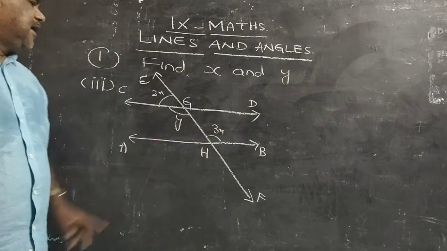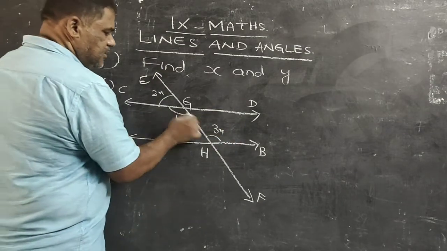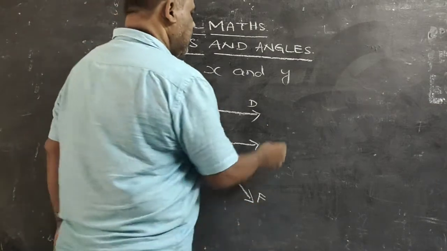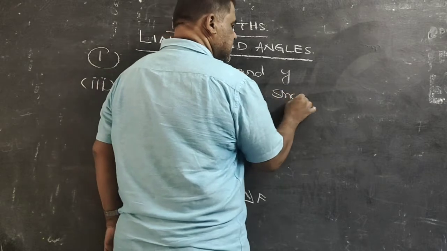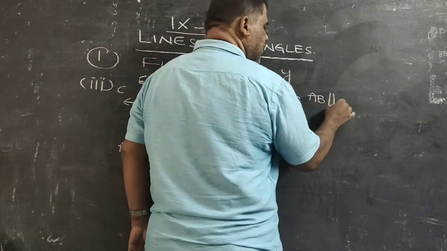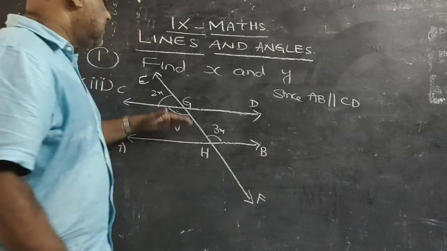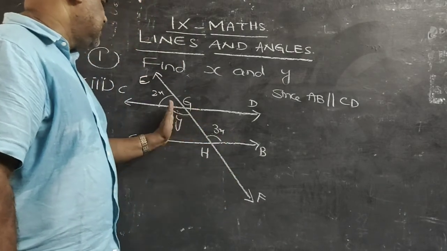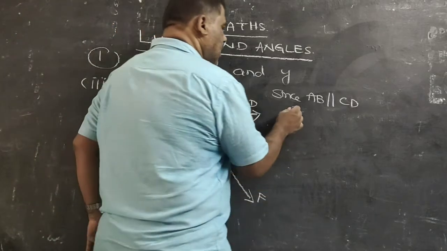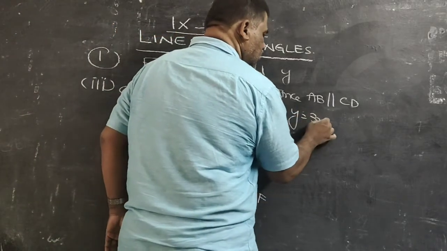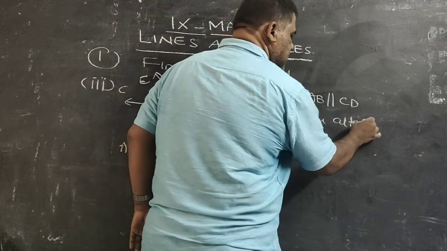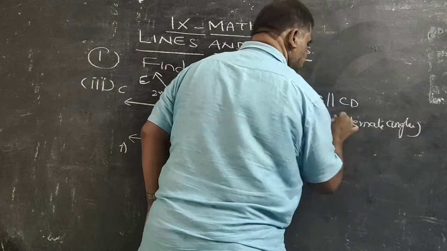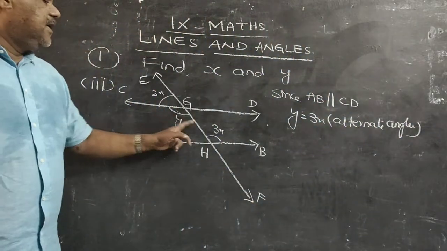Since AB and CD are parallel to each other, these two angles are called alternate angles. Alternate angles are equal. So since AB is parallel to CD, two lines are parallel, this is a transversal. One angle is that side, the other angle is this side. They are called alternate angles. So alternate angles are equal, y is equal to 3x. So we can write y is equal to 3x.